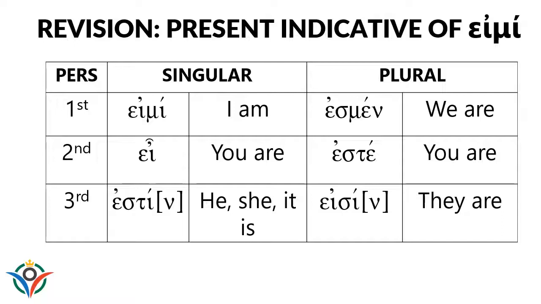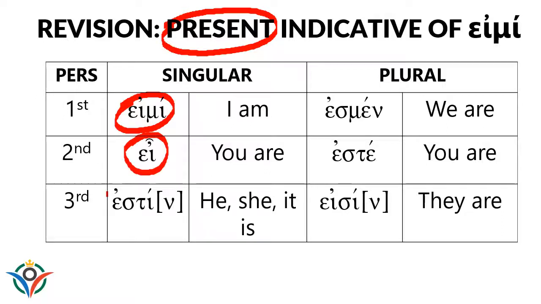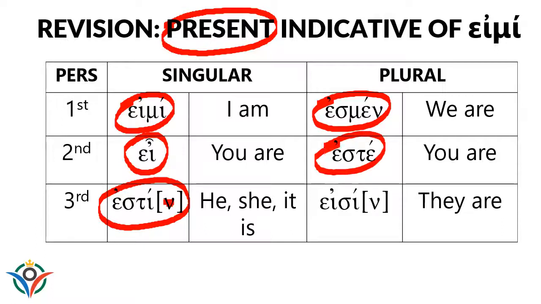So let's revise the present indicative forms of eimi. The singular forms, first person is eimi, second person ei, third person estin with the movable nu. The plural forms, first person esmen, second person este, third person eisin, also with a movable nu.